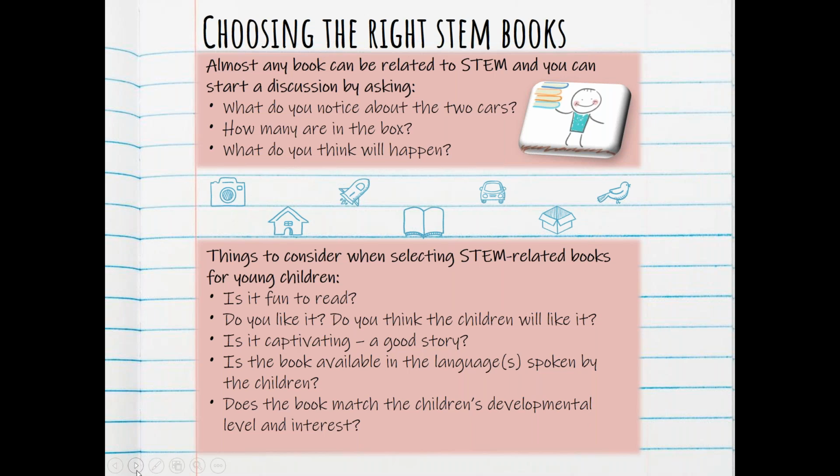Is the book available in the languages spoken by the children? Does the book match the children's developmental level and interest? Remember, you don't want to choose something that's too high level for them. You want it to be at their level and something that they would like. And you want to make sure that they can see themselves represented. So choose books that children can see characters of different races, cultures, sexes engaging in those STEM-related activities. And choose both fiction and nonfiction books as a way to introduce and discuss these STEM concepts so children can really make those connections.